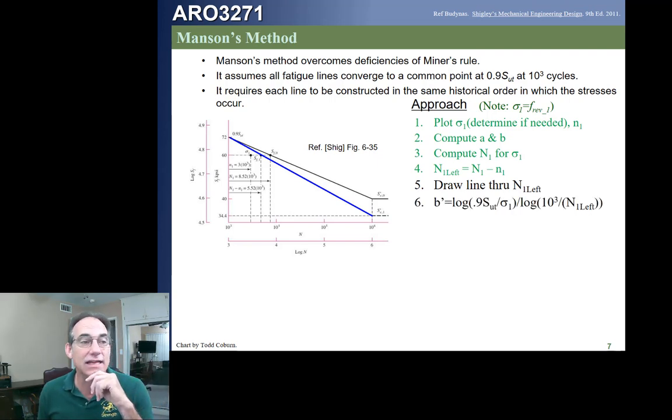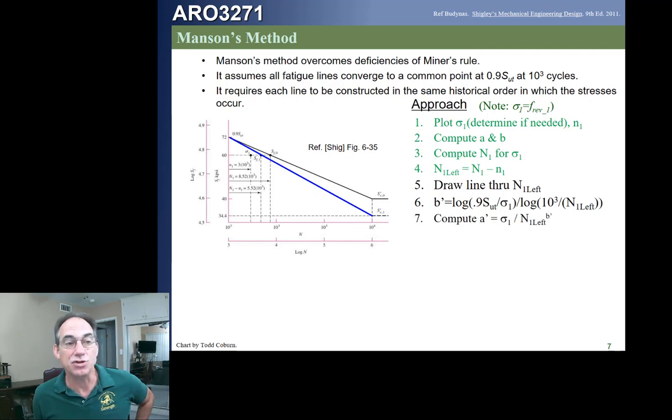We're just going to calculate this new B prime, the second B, or we could call it B2, right? So we're going to calculate a new B, and this is assuming that our FFTU point is at 0.9 times the FTU. If we actually had a different F, it would be pivoting about a different point. We're just going to go ahead and use this 0.9 FTU if we use the Manson method, regardless of material. So B prime is just going to be calculated here.